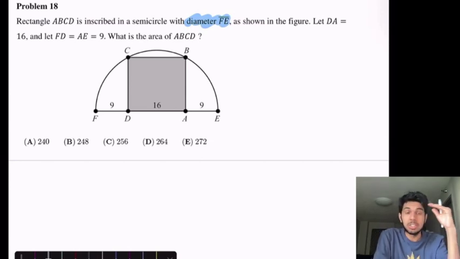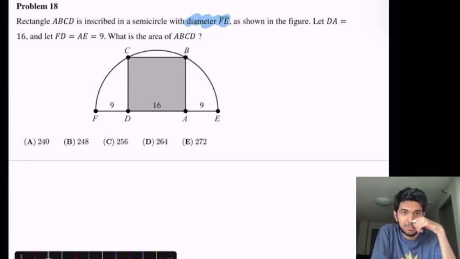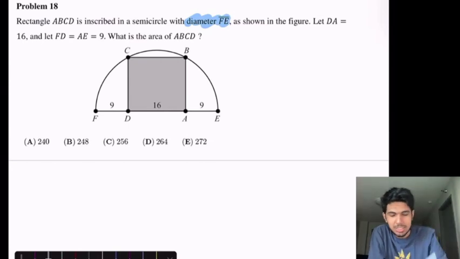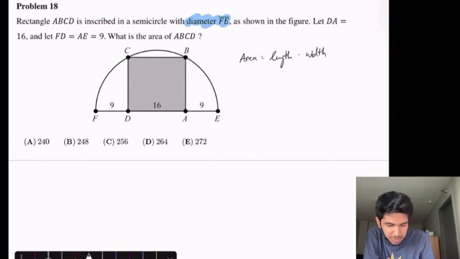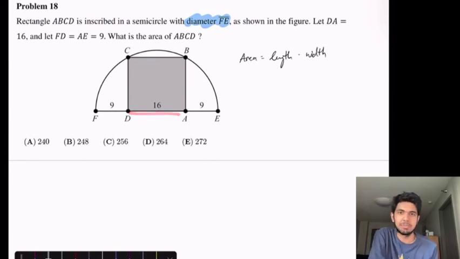Okay, so we know ABCD is a rectangle. The area is going to be equal to length times width. We already know one of these dimensions, right? We know that AD equals 16. So if we find AB or DC, we're in business.